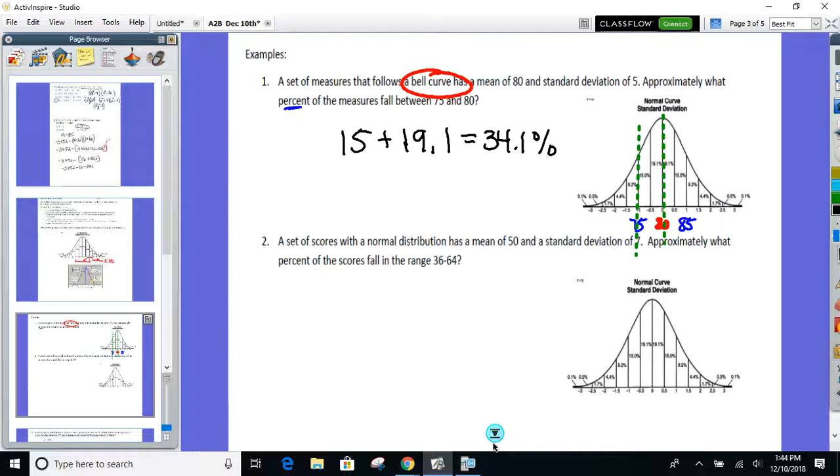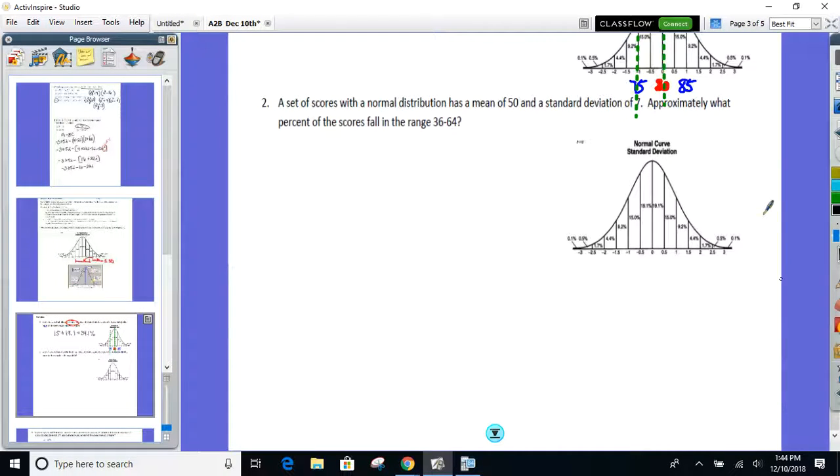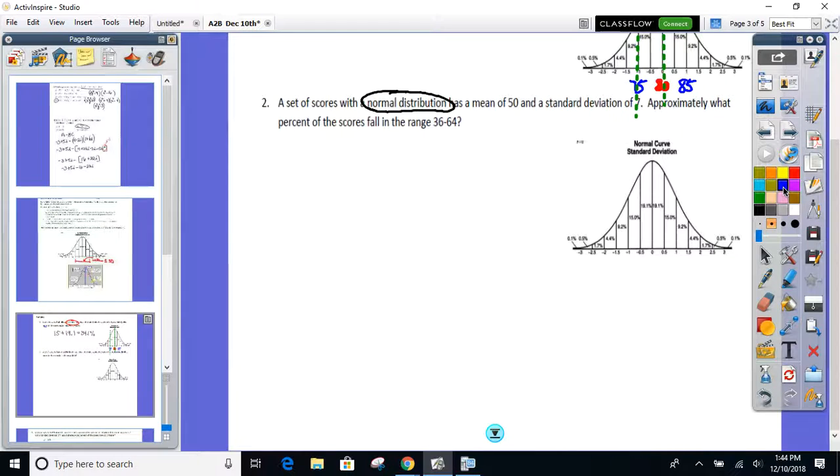All right. A set of scores. A set of scores, everyone take a look. Normal distribution. That's the key word we're looking for here. Normal distribution means I can use this normal curve. A mean of 50. Where are you putting the 50? At 0 again.